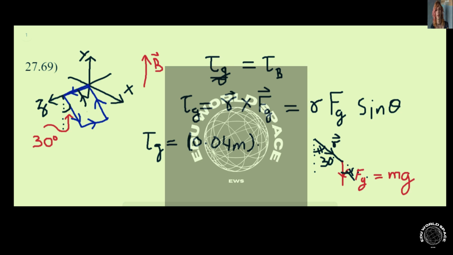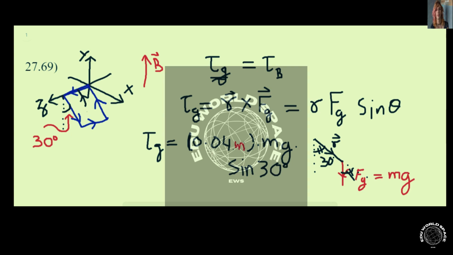0.04 meters times the force due to gravity, that's mg. This m and this m are different. This m is in meters. Let me use a different color to denote that this is meters. This is not mass. Times sine of theta. And we just established that theta is 30 degrees. That's the angle between the two vectors. Times sine of 30 degrees. So we're done with at least one part of the question.